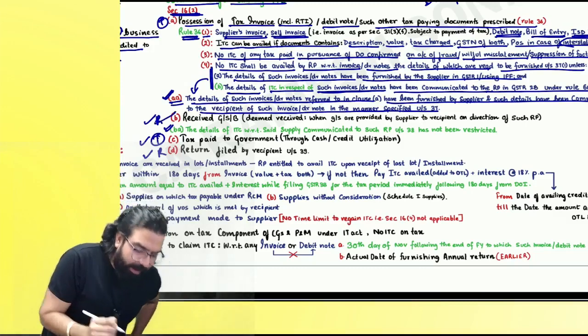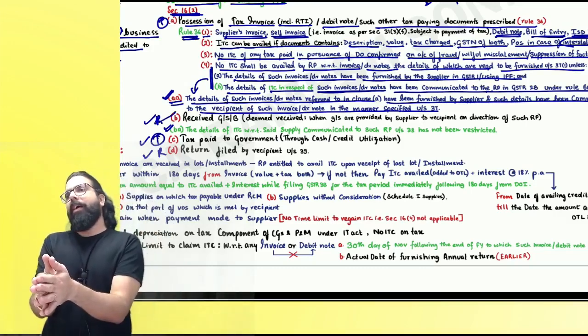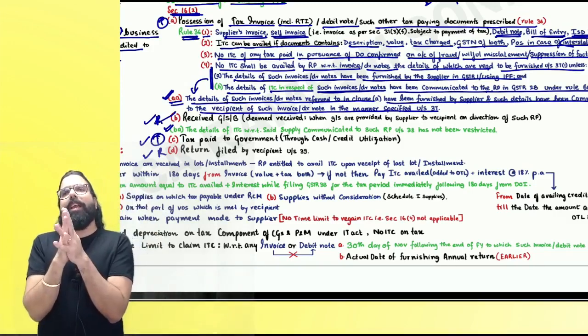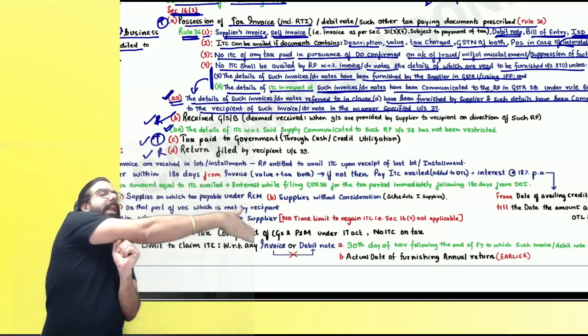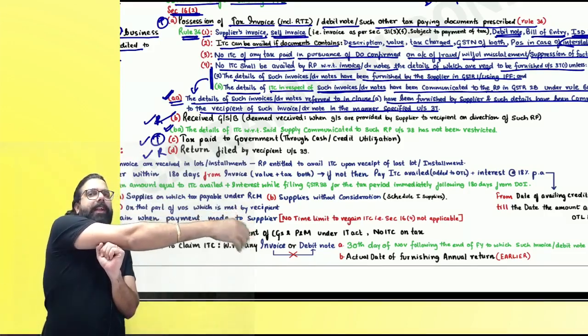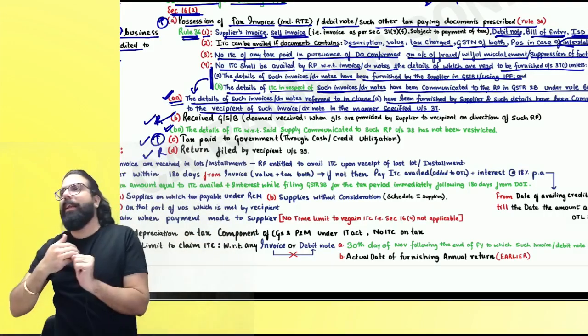The next point over here is you should have received the goods, services or both. Only then you can take the credit. Everyone, listen to me very carefully. I did not go ahead and receive the goods, services or both. My agent received it. I got the invoice, goods directly delivered to the agent. Can I take the credit? Yes. I got the invoice, goods directly delivered to the job worker. Can I take the credit?